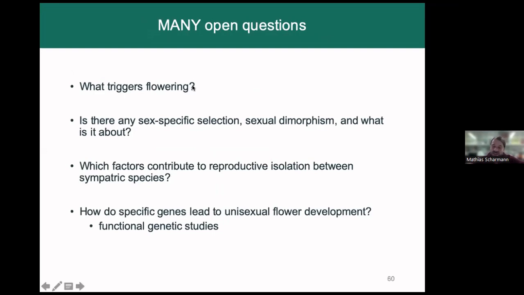So what triggers flowering is not really known. Is there any sex-specific selection in sexual dimorphism beyond the flowers? And what is it about? Which factors actually preclude this blending of species in the wild? So what is reproductive isolation about? And how do these specific genes that we have discovered actually lead to the unisexual flower development?